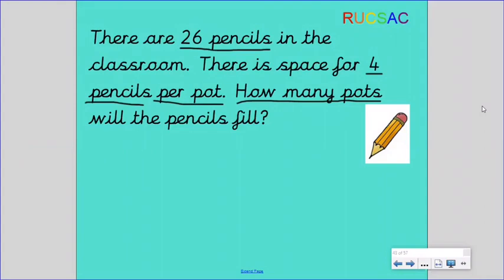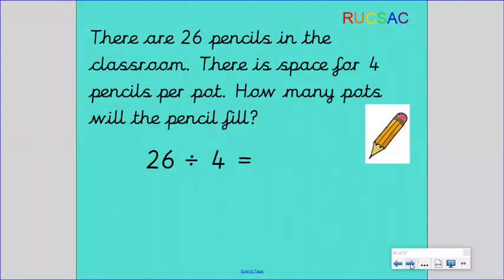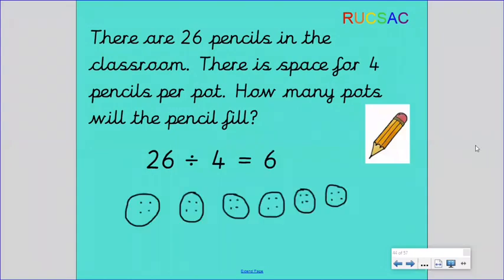Okay, so what is our number sentence going to be for this question? That's your next job. What's the number sentence? Ready? Our number sentence is going to be 26 divided by 4. 26 pencils into groups or pots containing 4. Okay, so using our grouping method, I want you to work out the answer to 26 divided by 4. Are you ready to go through the answer? Okay, so we have got an answer of 6. 26 into groups of 4 equals 6.